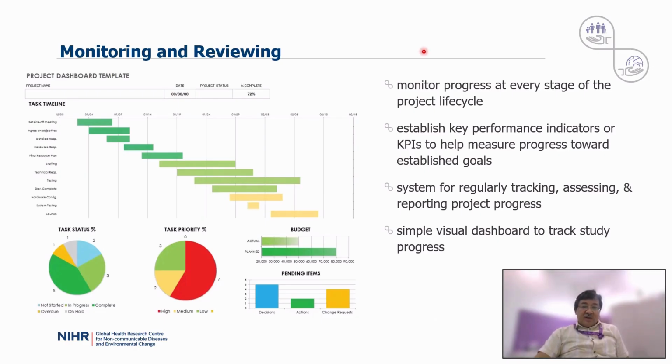The project management team should monitor progress at every stage of the project lifecycle. Establish key performance indicators to help measure progress towards established goals. Your project management plan must also include a system for regularly tracking, assessing, and reporting project progress.